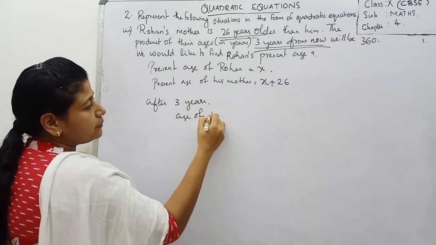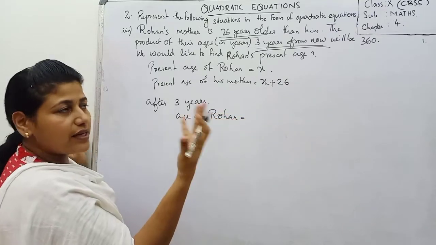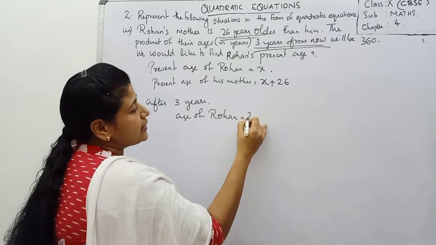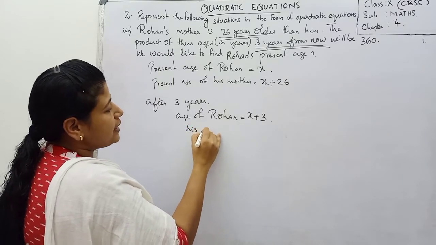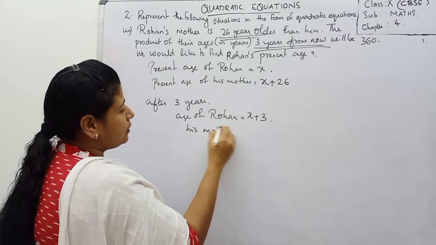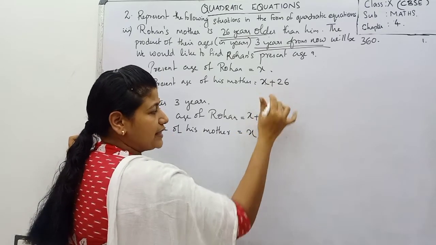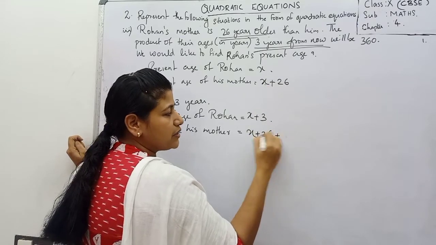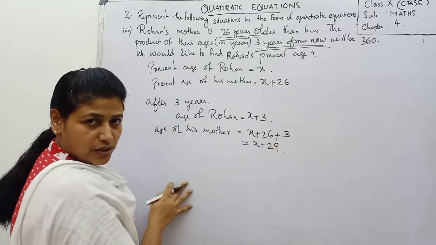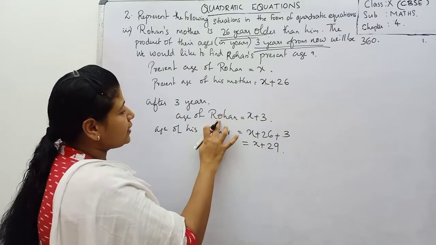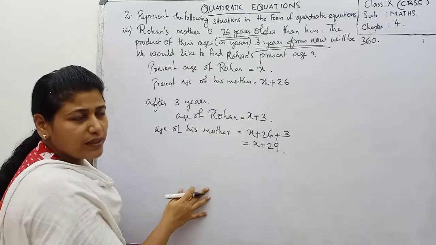So after 3 years, age of Rohan will become X plus 3. After 3 years, he will be older, isn't it? X plus 3. And what about age of his mother? After 3 years, age of his mother. Now it is X plus 26. After 3 years, it will be X plus 26 plus 3, that is X plus 29. Understood? After 3 years, Rohan and his mother's age will become X plus 3 and X plus 29.